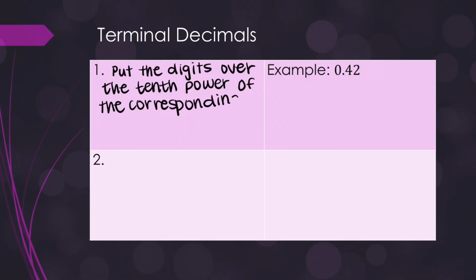So for example, 0.482 ends in the 1000th place, because in decimals it doesn't start with the ones place, it starts with the 10th. So we would have 4 is in the 10th place, 2 is in the 100th place. So I would put 100 in the denominator. Step 2, you simplify.